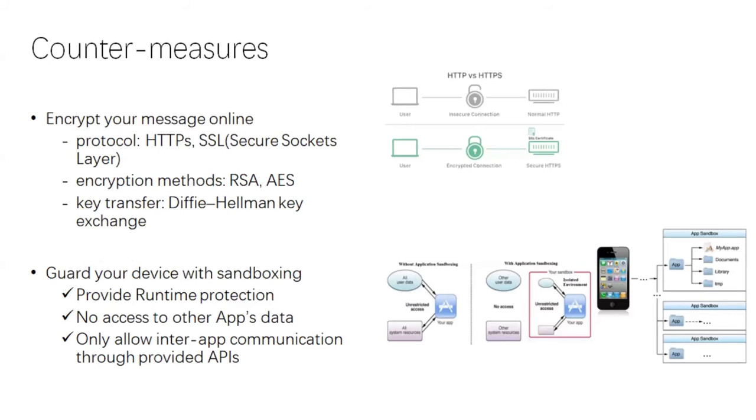Regarding communication on insecure network, you can encrypt your data when transferring data through protocols like HTTPS or SSL with encryption methods like RSA or AES. For the application itself, sandboxing is a technique that is used to isolate certain applications from monitoring the activities or executions of another app. As shown in the figure here, potential bugs and vulnerabilities are encapsulated inside the box, so any potential risk will not propagate.